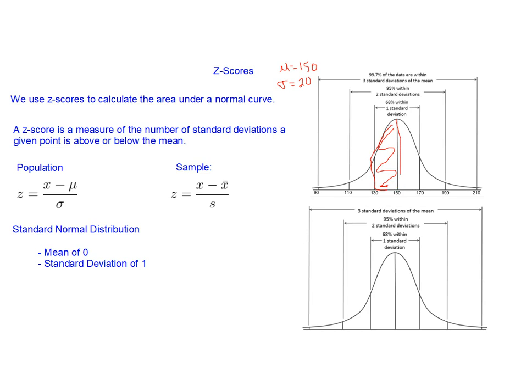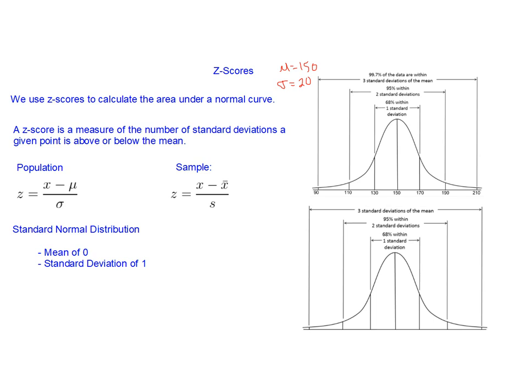The trouble is that if we wanted to know what percentage of the data lies, let's say, between 120 and 130 grams, we would have a little bit more work to do. And we're going to look at how we do that work right now. It's not as simple, but it's not too difficult either. In order to do this, we need to understand this concept of a Z-score.